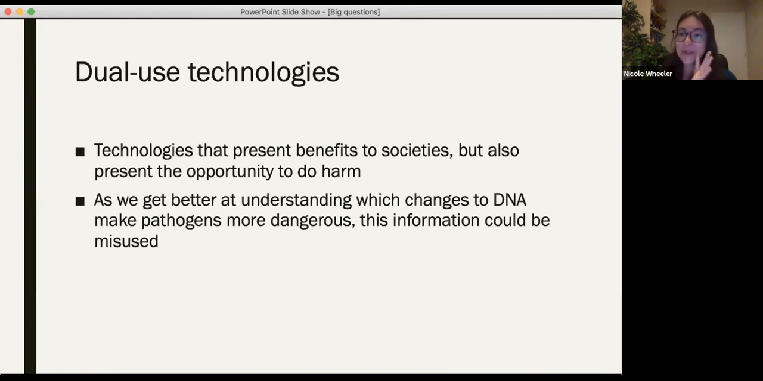But while that's really cool, there are also potential risks associated with this. So this synthetic DNA could be thought of as a dual-use technology. Dual-use technologies are things that present a lot of potential benefits to society, but also present the opportunity to do harm. And one of the things that I think about a lot is that I'm developing all this AI to try and figure out what changes in the DNA of an infectious disease could make it more dangerous. As we get better and better at understanding that, we're producing a lot of information that could be misused in the wrong hands.